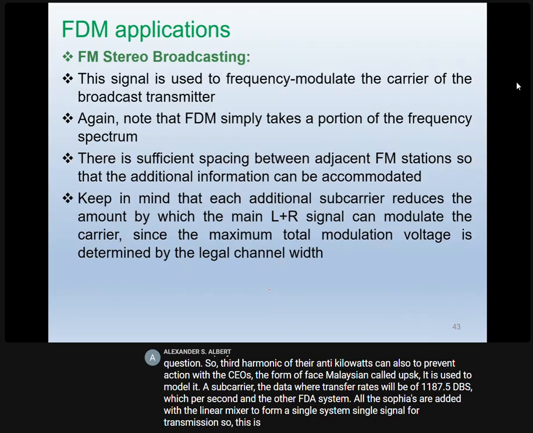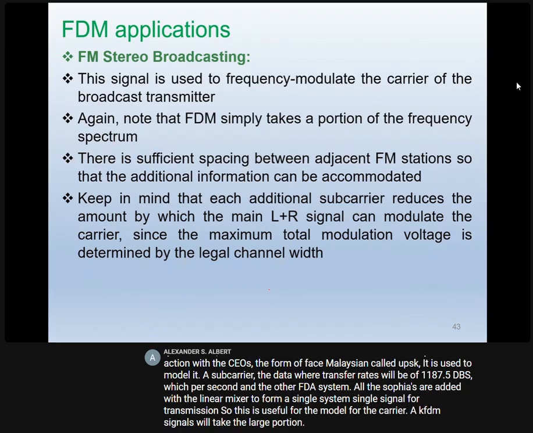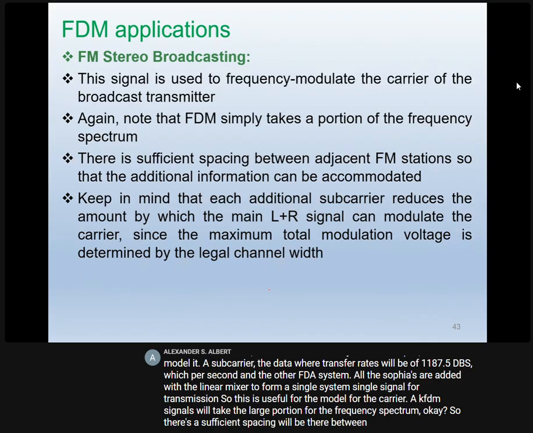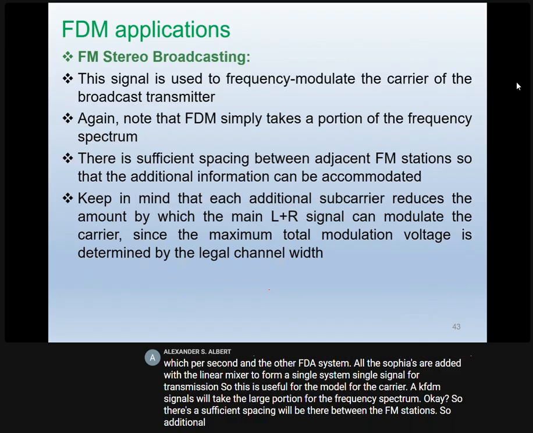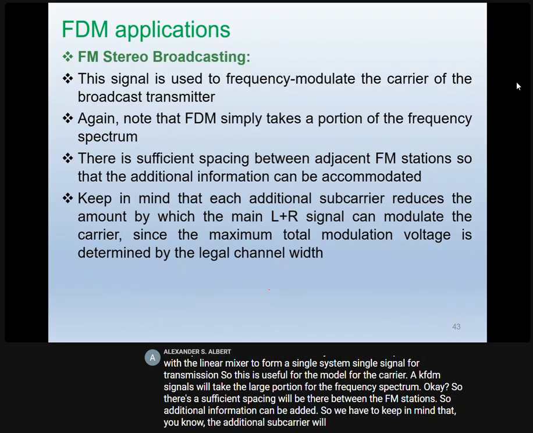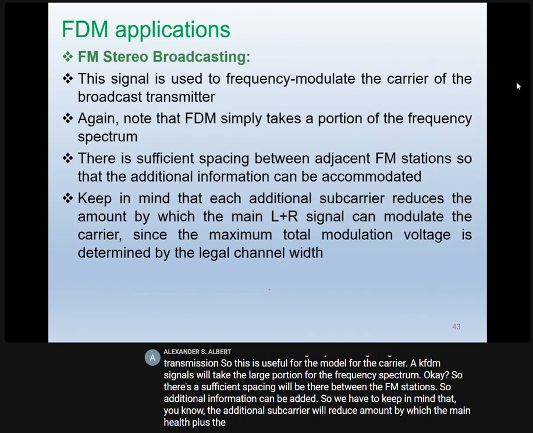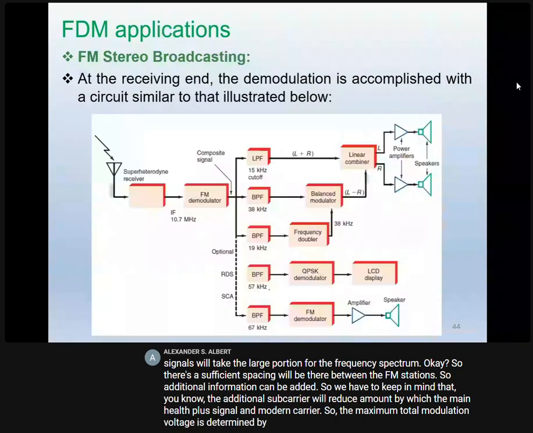So this signal is then used to modulate the carrier. Okay, FDM signals will take a large portion of the frequency spectrum. So there is sufficient spacing between the FM stations, so additional information can be added. We have to keep in mind that the additional subcarrier will reduce the amount by which the main L plus R signal can modulate the carrier. So the maximum total modulation voltage is determined by the legal channel width.